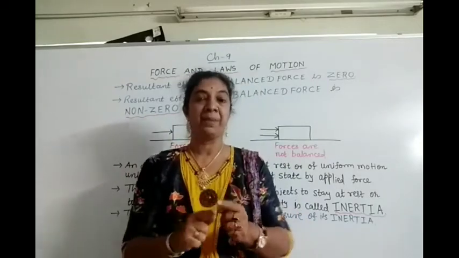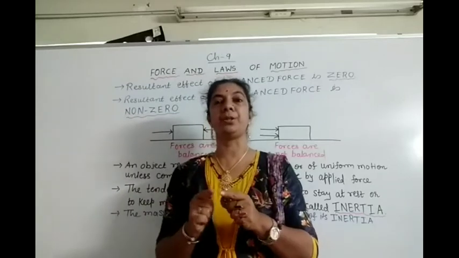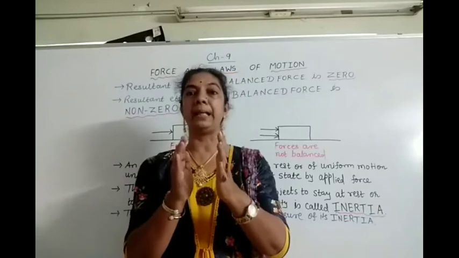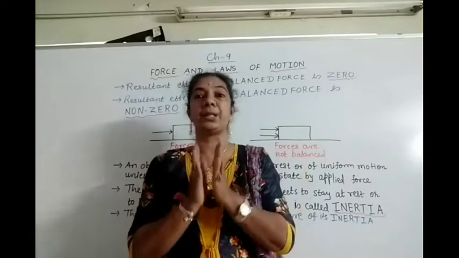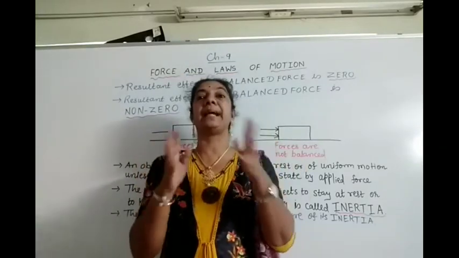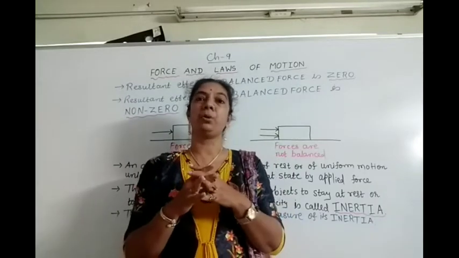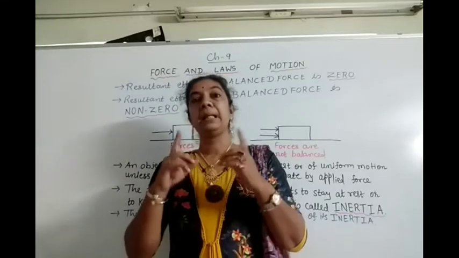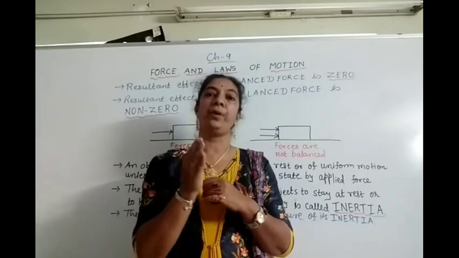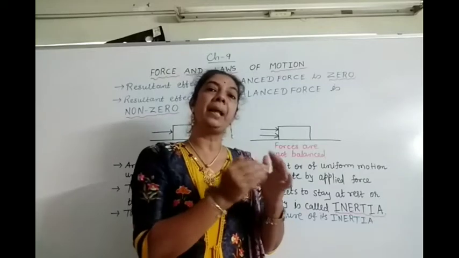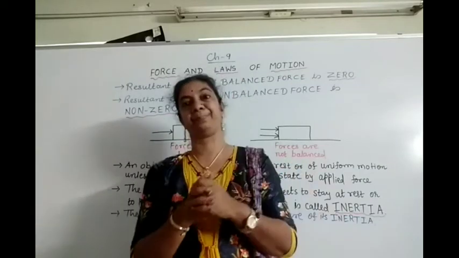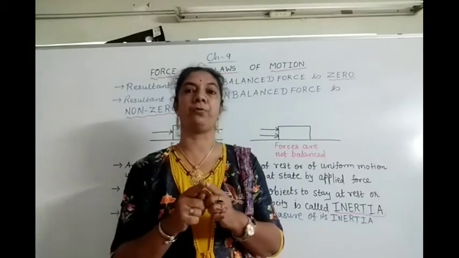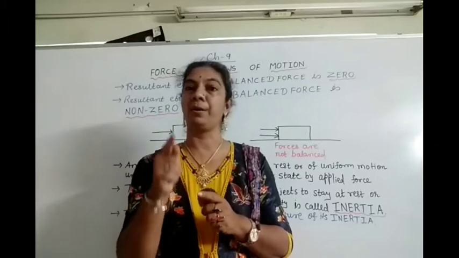That means the object will change its state of motion if some unbalanced force is there. Till now scientists did not know what that was. But it has been told that if something is unbalancing, then the object will move in the direction of that unbalanced force. So the resultant effect of unbalanced forces is always non-zero.